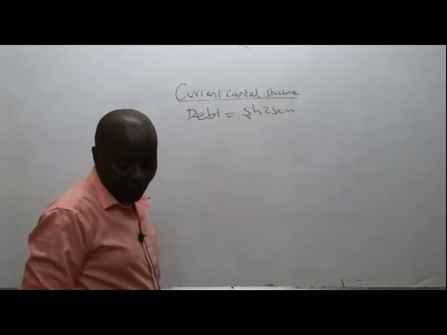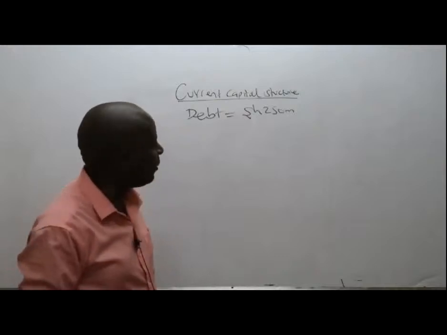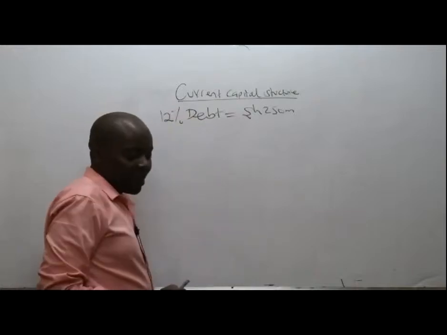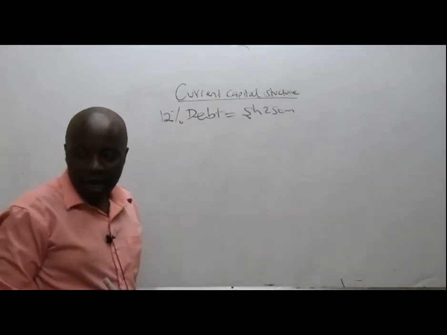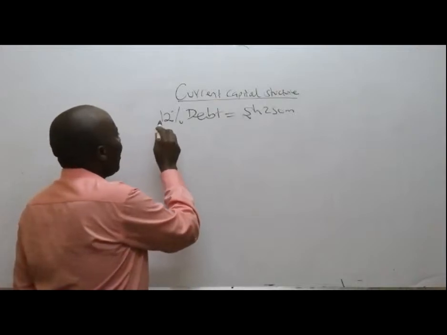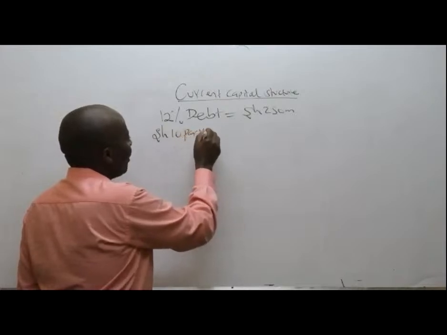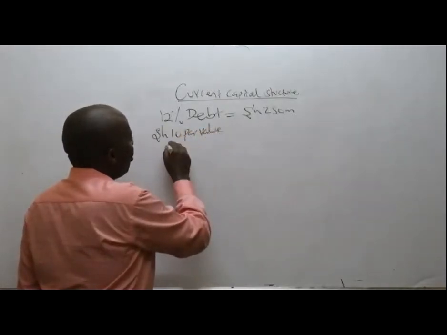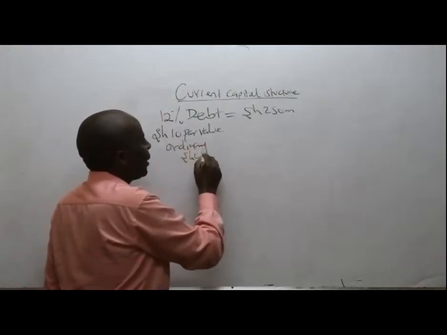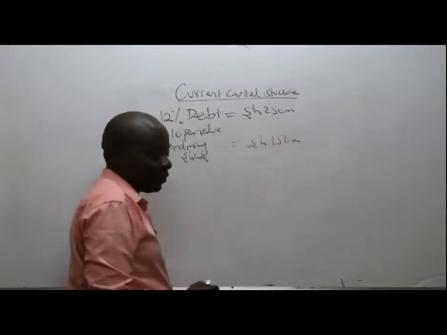So currently they have debt of shillings 250 million, and it's a 12% debenture. 12% debt. And then number two, they have, ladies and gentlemen, equity shares. So they have shillings 10 par value ordinary shares, which gives us shillings 150 million.